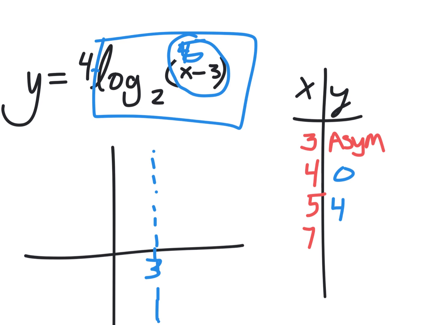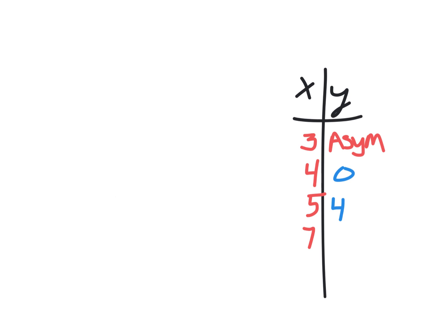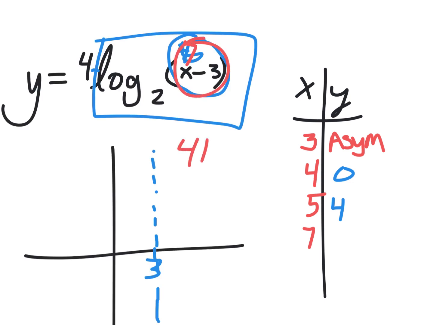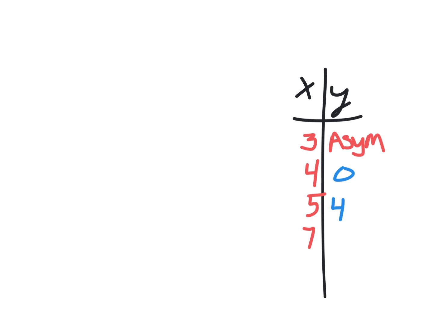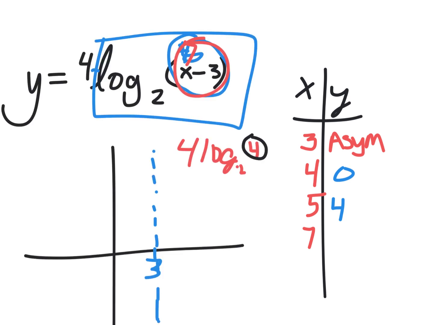And last but not least is the 7. I put in a 7. 7 minus 3 is 4. I'm going to rewrite this thing. 4 log base 2 of 4. Oh yeah, that's like the kind we practiced earlier. That's 2 squared, so the answer is 2, and then times that by 4 makes 8.